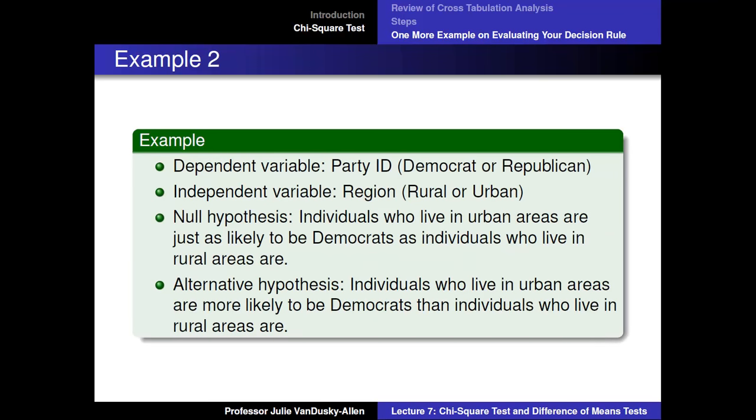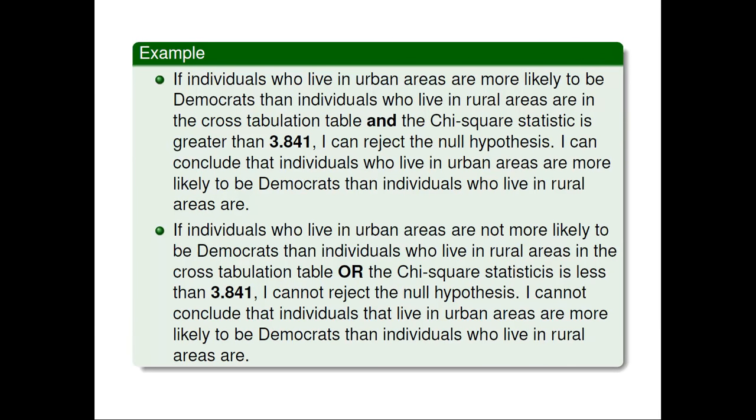On to example 2. The dependent variable in this example is party ID, Democrat or Republican. The independent variable is region, urban or rural. The null hypothesis is individuals who live in urban areas are just as likely to be Democrats as individuals who live in rural areas are. The alternative hypothesis is individuals who live in urban areas are more likely to be Democrats than individuals who live in rural areas are.